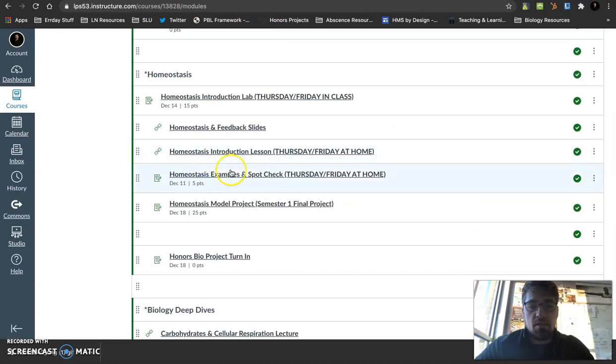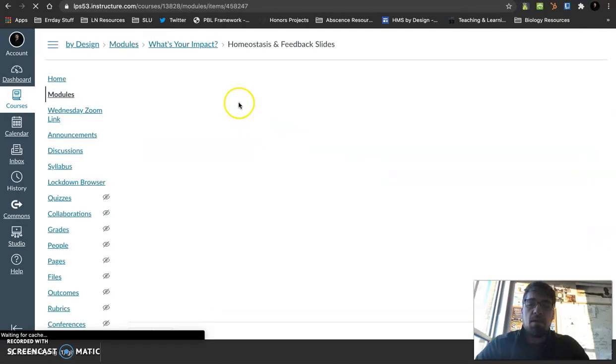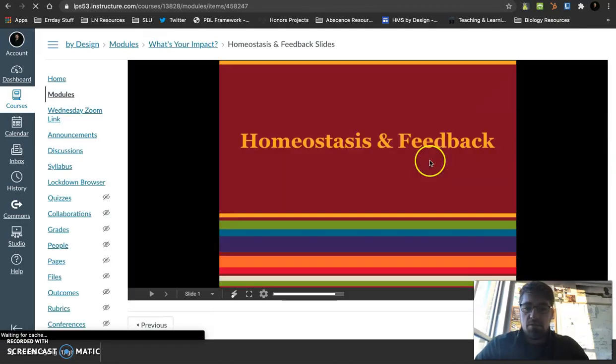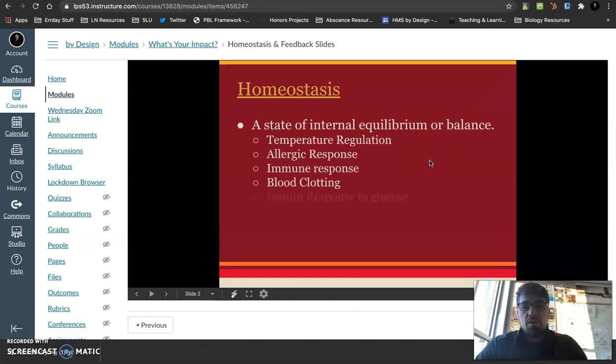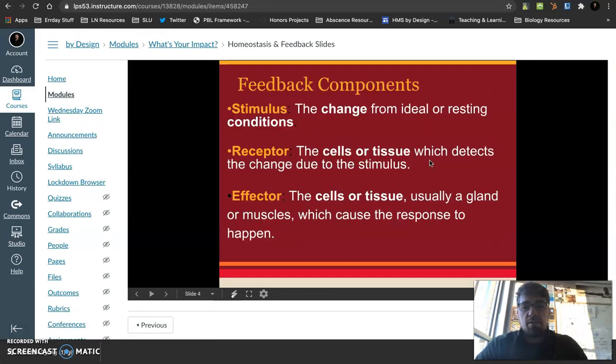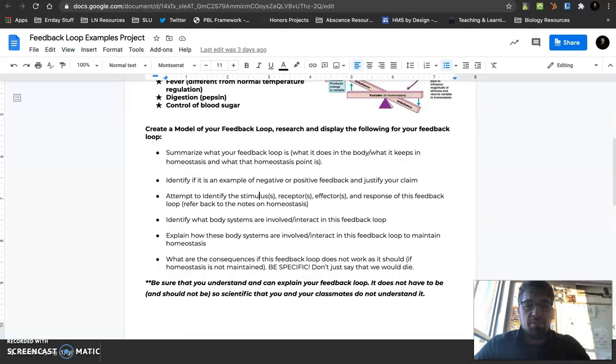Okay, so then attempt to identify the stimulus, receptor, effectors. Okay, so again, on this lesson, these slides are from that. So if you open that up, I'm just going to show you real quick just so that everybody's aware. If you look at this slide right here, the stimulus, the receptor, the effector. Okay, so there's that information. You need to identify what those are in your specific example. Okay, and you're going to find those on your images that you find.